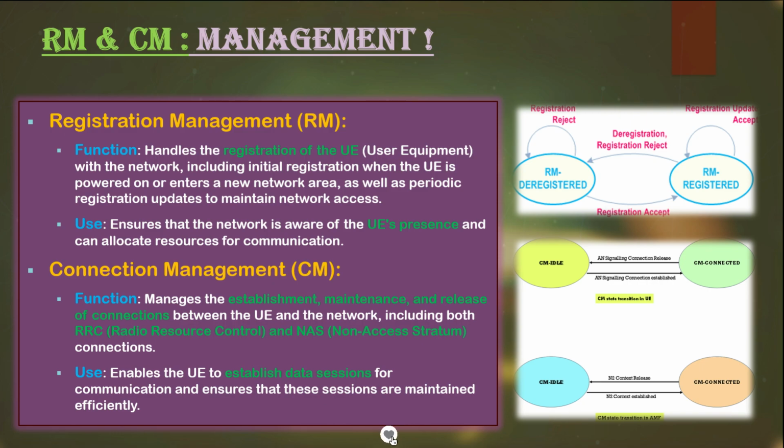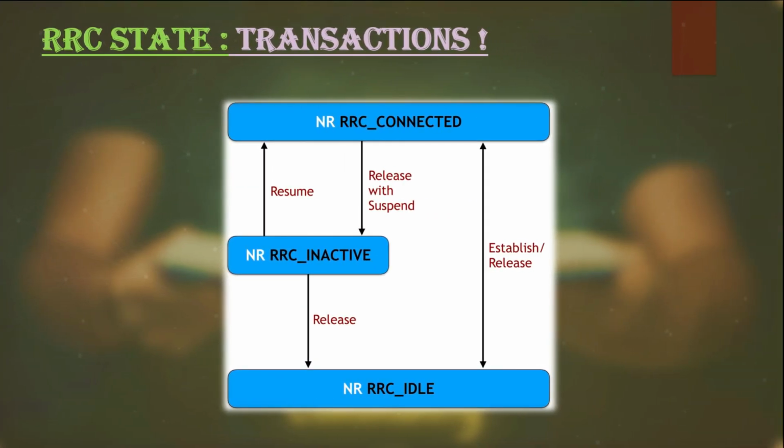Next is connection management, which comes into the picture when the UE requires a NAS signaling connection with the AMF. The states can be CM idle or CM connected. So when the UE is in RRC idle, at that time it is RM deregistered and CM is also idle, meaning there is no connection between the user and network, and hence no data transfer is possible. No RRC context is enabled at that time, and there is no connection with the core network.